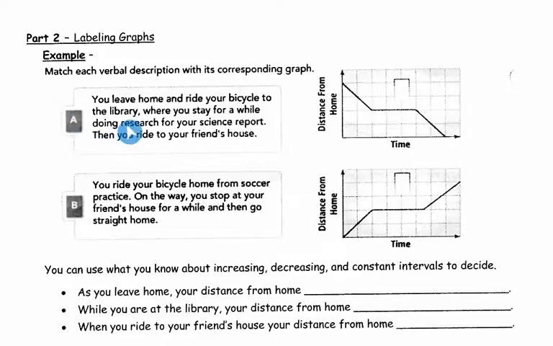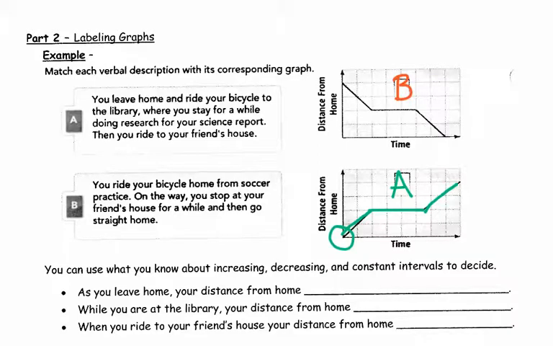So A says you leave home, so that means that you start at home, which means that scenario A is the bottom one. You start at home, you go to the library, so your distance away from home is increasing as you go to the library. You stay at the library, so that means it's a constant. And then you go over to your friend's house, who must live further away from your house than the library. For scenario B, that would have to mean that this is B.